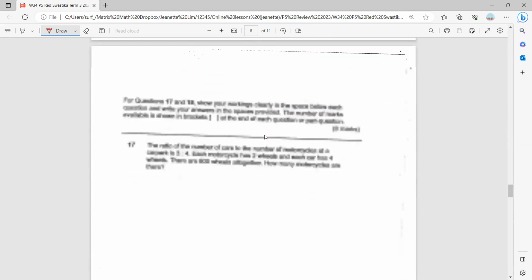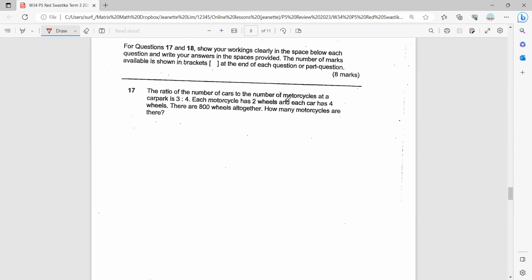Okay, 17. The ratio of the number of cars to motorcycles at a car park is 3 to 4. Each motorcycle has 2 wheels. Each car has 4 wheels. There are 800 wheels altogether. How many motorcycles are there? Okay, so for this question, we're talking about two things to take note of. One is the number of cars, number of vehicles, which is what we refer to as quantity. And the other thing is the number of wheels, which we will refer to as the value.